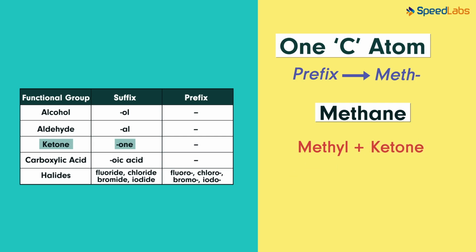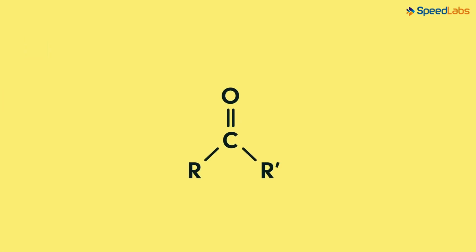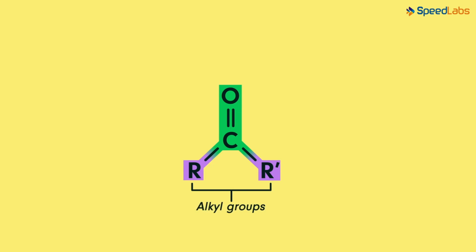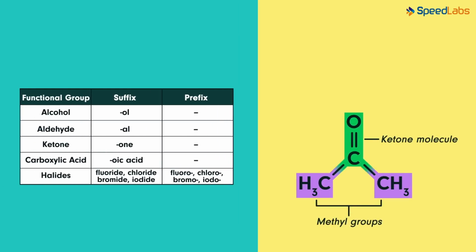To understand this, first tell me, what is the structure of a typical ketonic group? It is something like this, correct? One carbon atom is attached to an oxygen atom with a double bond. And what do the R and R indicate? They are the alkyl groups that can be attached to the ketone molecule. Both can be same or different alkyl groups. Now the lowest possible alkyl group is the methyl group. So imagine we have methyl groups attached on either side. Won't the structure be like this?